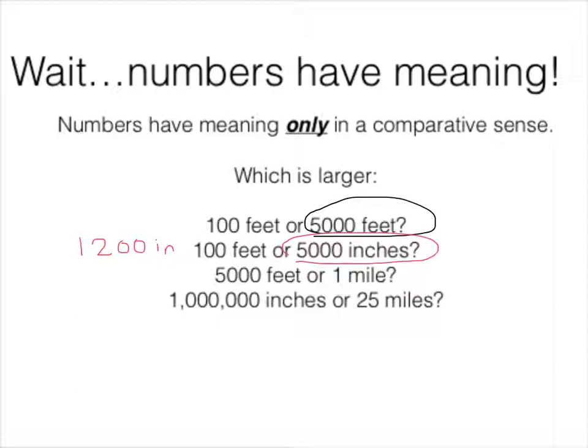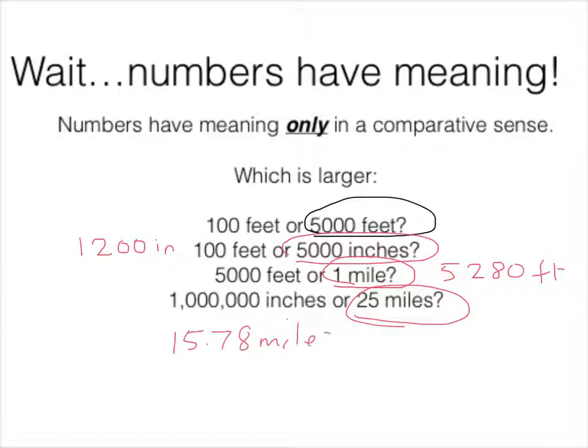In the next example, the larger distance there, even though 5,000 is a much larger value than 1 mile, is a greater distance because 1 mile is 5,280 feet. And in our last example, 1 million, well, that's a way bigger number than 25, right? I would love to have $1 million more than $25. But if we're talking about distances, 25 miles is a much larger distance. The 1 million inches is not quite 16 miles, it's like 15.78 miles. And so in order for us to compare values, we always have to have those units be the same.